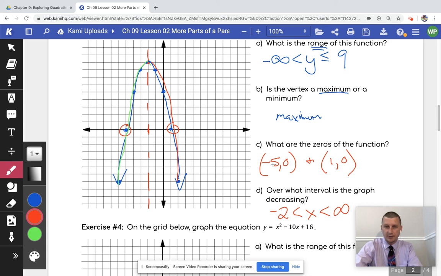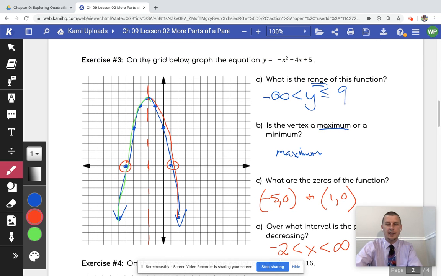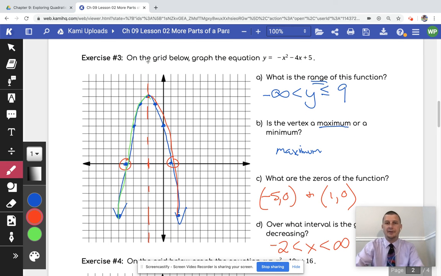We have our zeros of this parabola. We know that this parabola has a maximum, and we also now know the range of this parabola as well. We know a lot of stuff about this graph just by graphing it on the grid.